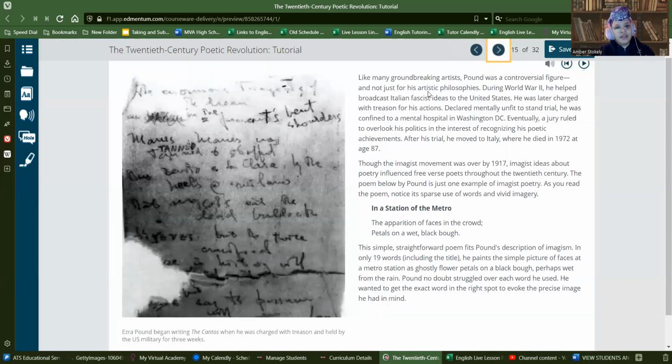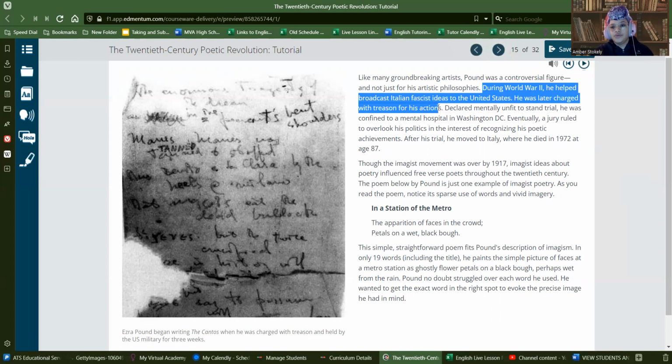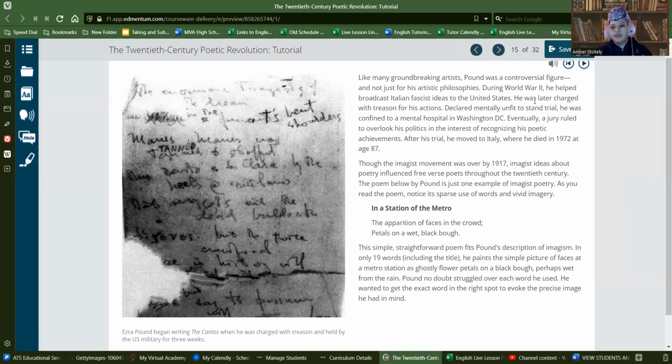Okay, and on this last slide, we're going to get a little more information about Pound's life and an example of imagism from him. So basically, we talked about how Pound is controversial here. It wasn't just him trying to redefine what poetry was, but he also did a couple odd things that people didn't quite understand. During World War II, he helped broadcast fascist ideas to the United States, and he was charged with treason. But he was actually declared mentally unfit to stand trial.